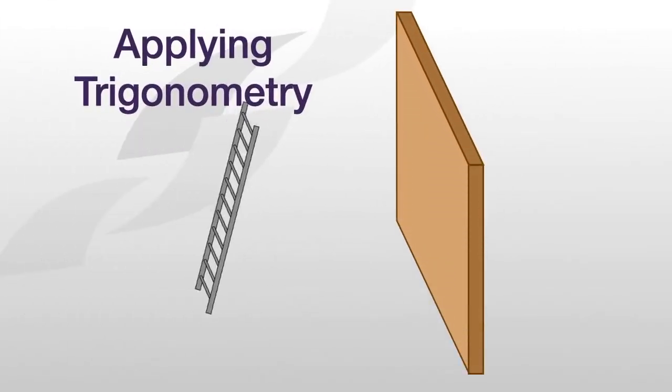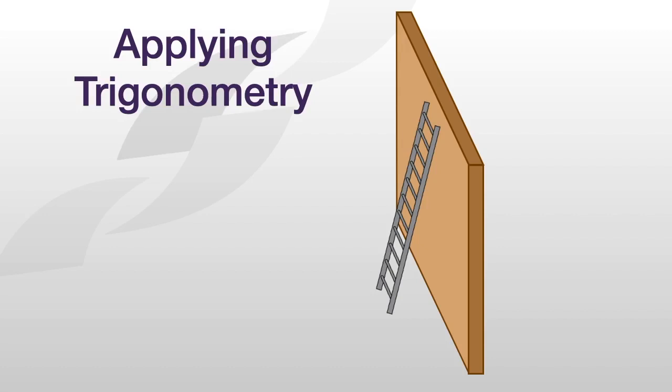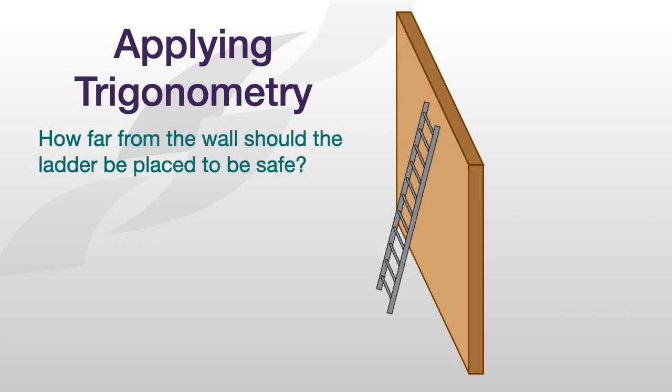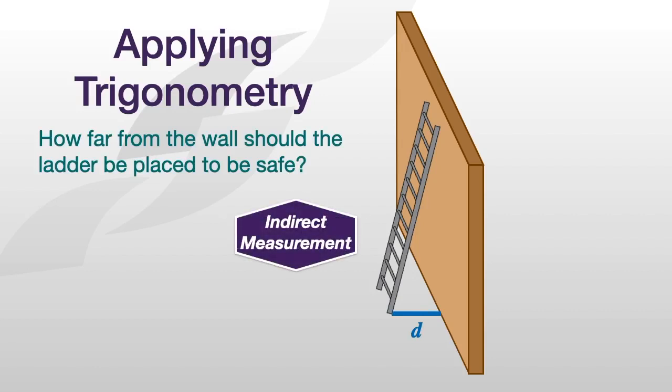Our next problem refers back to something mentioned at the beginning of the video, which involves figuring out how to position a ladder to be at a safe angle. It is inconvenient to measure an angle for the ladder, so instead we can use the distance from the base of the ladder to the wall. Trigonometry helps us to use what's called indirect measurement. In this case, we can place the ladder at a specific angle by measuring a length instead of an angle.